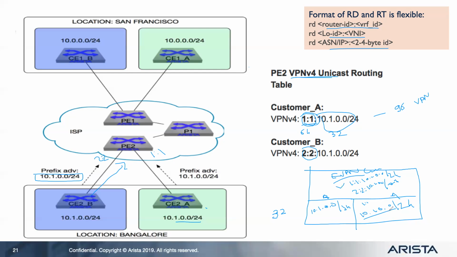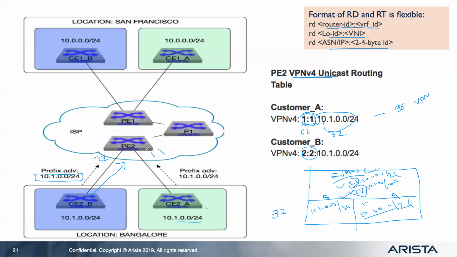Which was the same 10.1.0.0, both are the same, but because you added the RD, route distinguisher, now both routes are separate and different, right? And you can easily identify which one is for what. So by adding a route distinguisher, we can make each route unique within the global table, the EVPN global table, right?